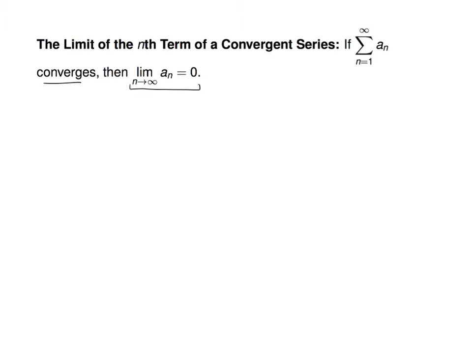Does that idea make sense? If the things you're adding up have to go to a finite number, the things you're adding up have to get small, don't they? As in go to 0. So we're going to actually prove that. When you prove things, you know the if part. So we're going to suppose the sum from n equals 1 to infinity of a sub n converges.